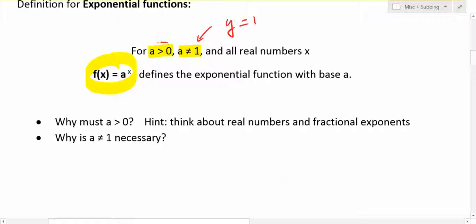And a must be greater than 0. What happens if a is equal to 0? It gets stuck at? No, if a is 0, what's 0 to the 0 power? 0 to the first, 0 to the 0. So it gets stuck at 0. So we're trying to find things that aren't lines.